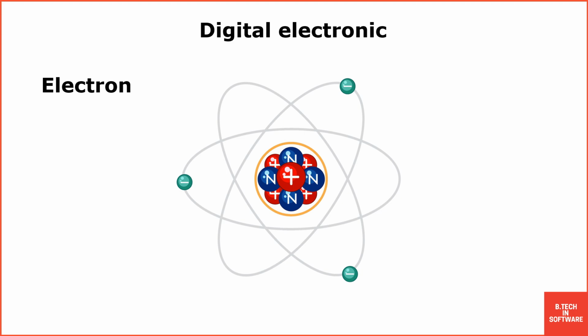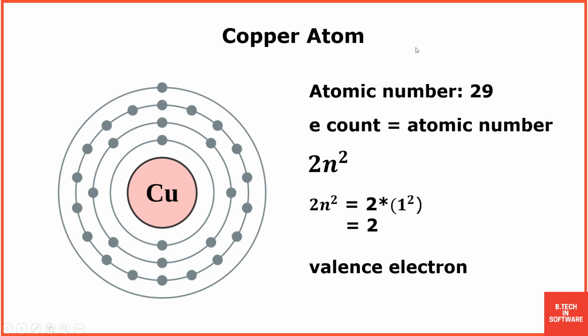To understand all those things clearly, I'll use the copper atom. Every atom has an atomic number. For the copper atom, it is 29. The number of electrons and the atomic number are the same. That's why the number of electrons in this copper atom is 29. As you can see, all those 29 electrons are divided into 4 energy levels. And also, there is a pattern to how these 29 electrons are divided around these 4 energy levels.